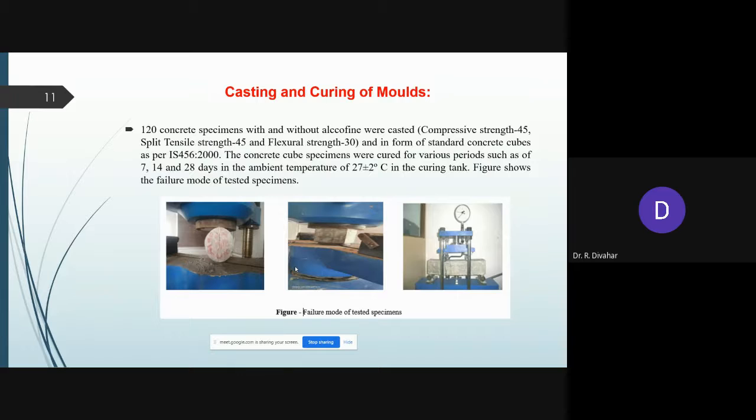The casting and curing of the moulds is done. This is a failure mode of a specimen. In total, 120 concrete specimens, with and without alkafine, were cast for the investigation of compressive strength, split tensile strength, and flexural strength.